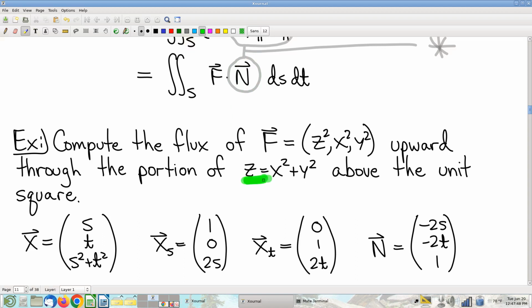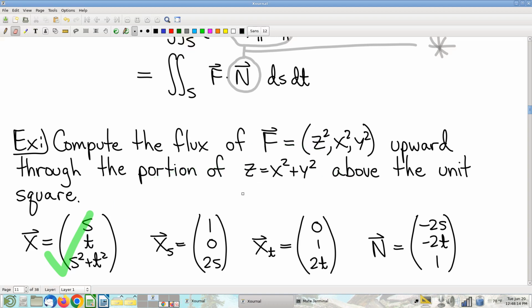This being a graph, I'm going to use the graph parameterization. Now, that's a callback to some ideas that we talked about last time, or the time before, recently certainly, how to use the graph parameterization to parameterize a surface. Make sure you're good with that. It's an important technique we're going to be using a lot.